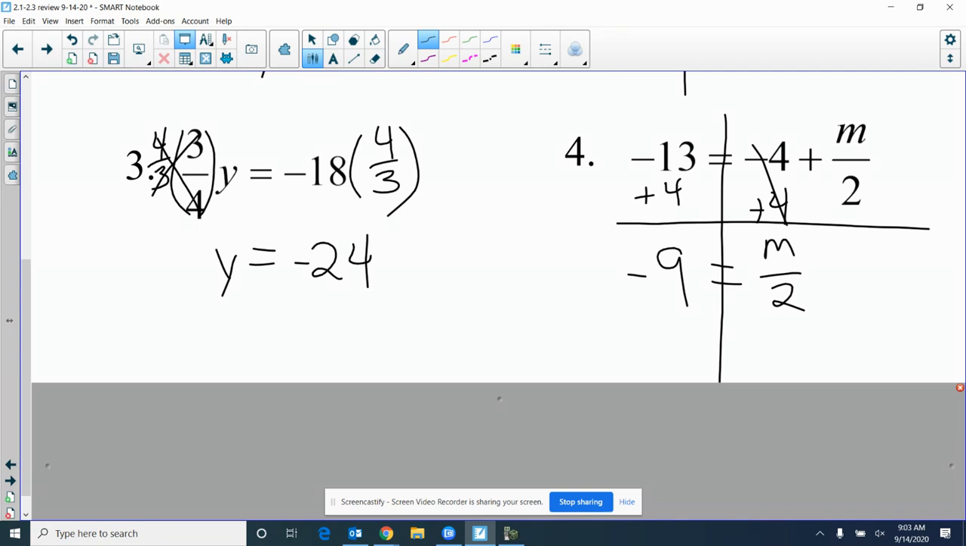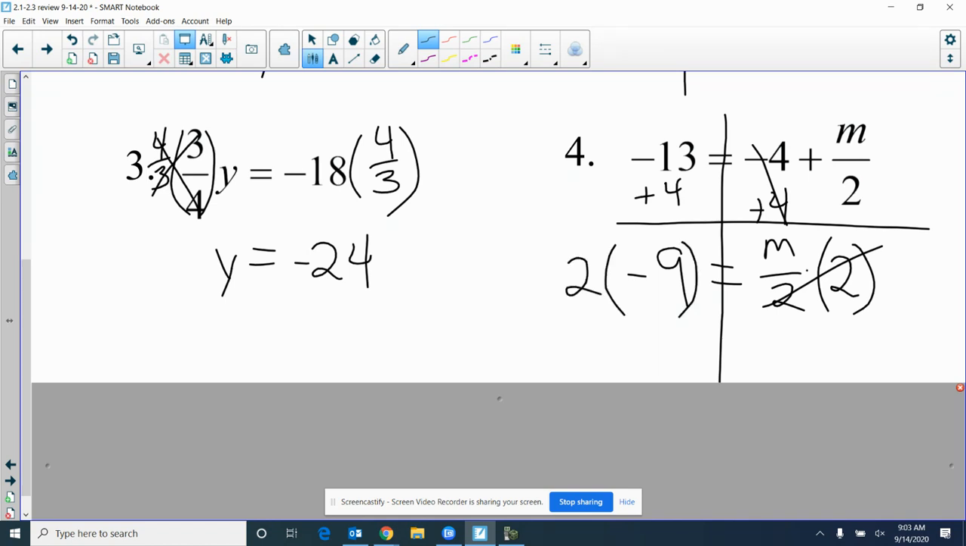Flip the fraction? No. Technically, I could, but since we have that variable in the numerator, I can do something easier. If I say m divided by 2, what can I do? What's the opposite of division? Times. Good, so I'm going to multiply by what? 2. Multiply by 2, okay? Those are going to cancel out.